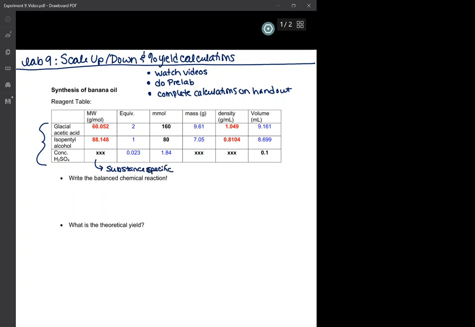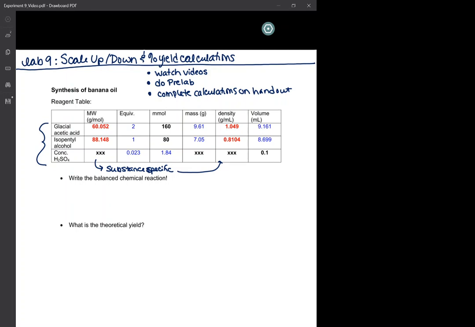All right, they are properties of that substance, right? Not specific to this reaction, but glacial acetic acid has a certain molecular weight, has a certain density, and you can look that up, okay? So those are things that are related to the substance itself.